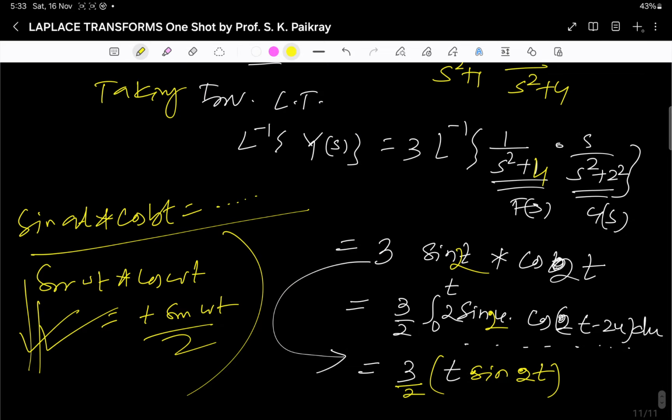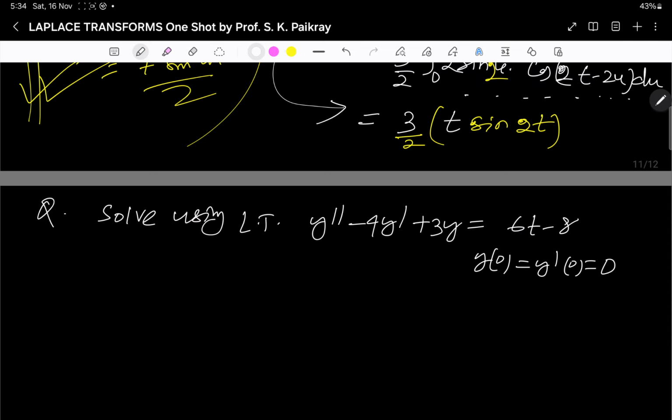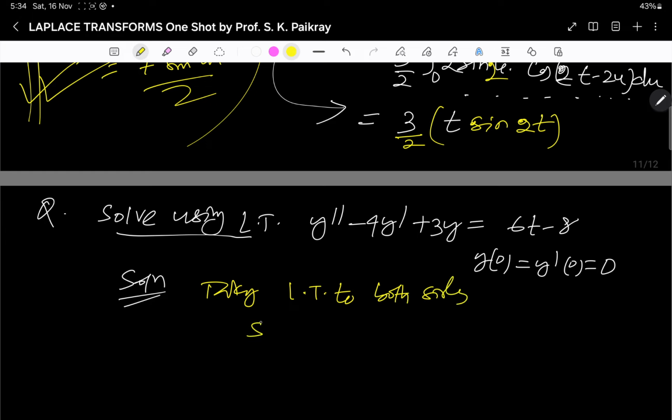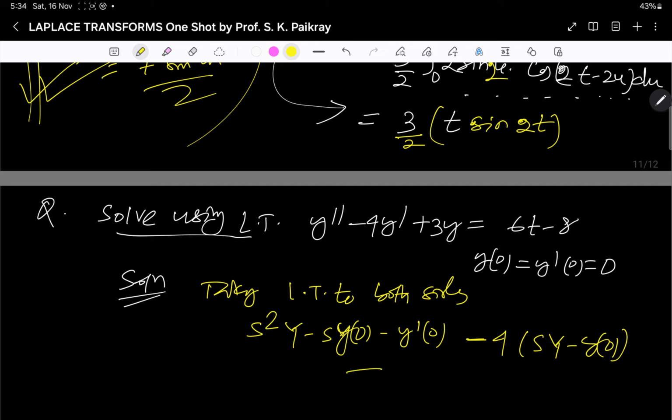Now we come to another question. Now solve one more problem. Solve by using Laplace transform, okay. So likewise, taking the Laplace transform to both sides, you get s square Y minus s y(0) minus y dash (0) minus 4 (sY minus y(0)) plus 3Y in the right hand side.